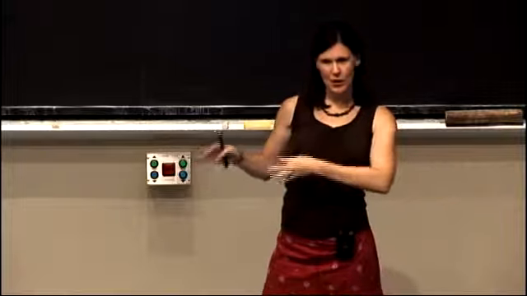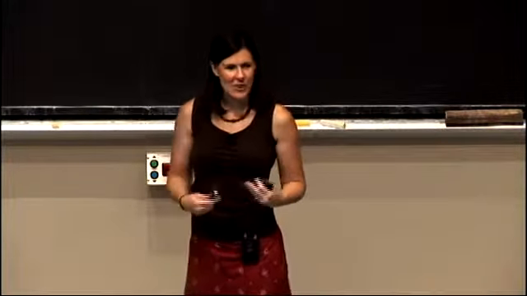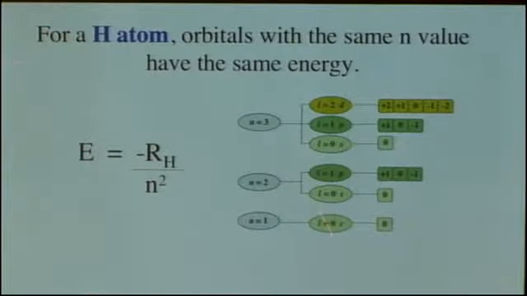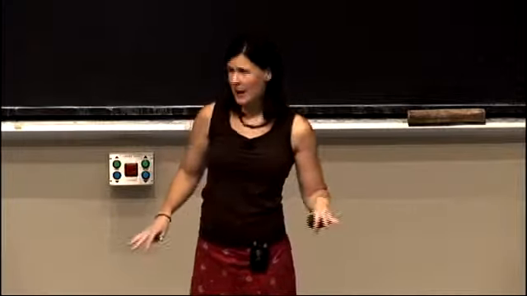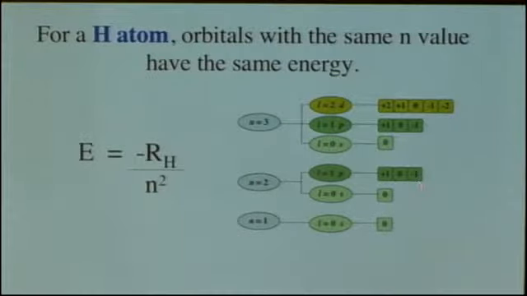We're going to get to more complicated atoms eventually, where we're going to have more than one electron in it. But when we're talking about a single electron atom, we know that the binding energy is equal to the negative of the Rydberg constant over n squared. So it only depends on n. So for example, if we're talking about the n equals 2 state, all of these 4 orbital descriptions are going to have the same energy.